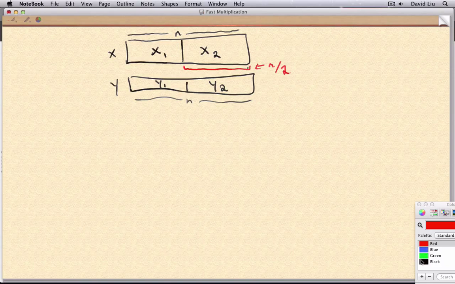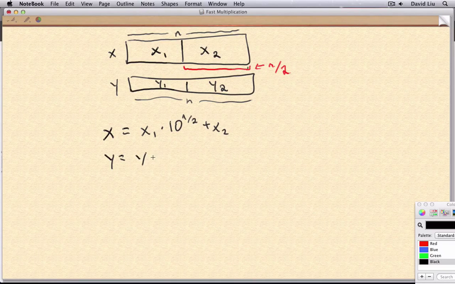And now let's use a bit of math. We can write x as x1 times 10 to the n over 2 plus x2. And similarly, we can write a similar expression for y. So to multiply x and y, it's enough to multiply these two expressions.